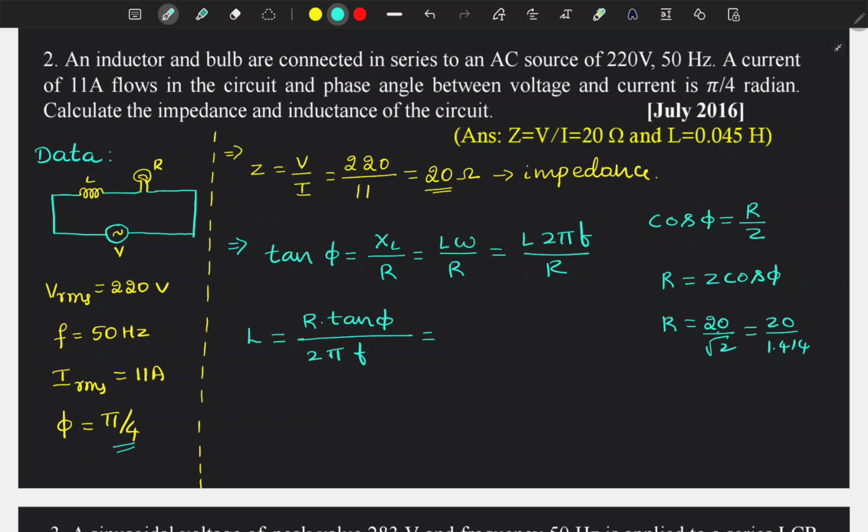So if I substitute that here, what do I get? That is equal to tan 45 is 1, so R value is 20 divided by root 2 is 1.414 into 2 into 3.14 into 50. So from this we get L is equal to 0.045 Henry.